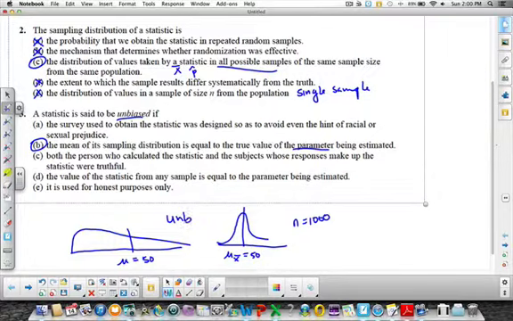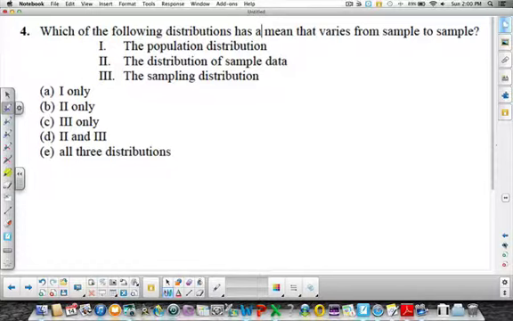That's what an unbiased estimator or an unbiased sampling distribution means. The mean of the sampling distribution is equal to the mean of the population, or the parameter that we're trying to find. Okay, number 4.